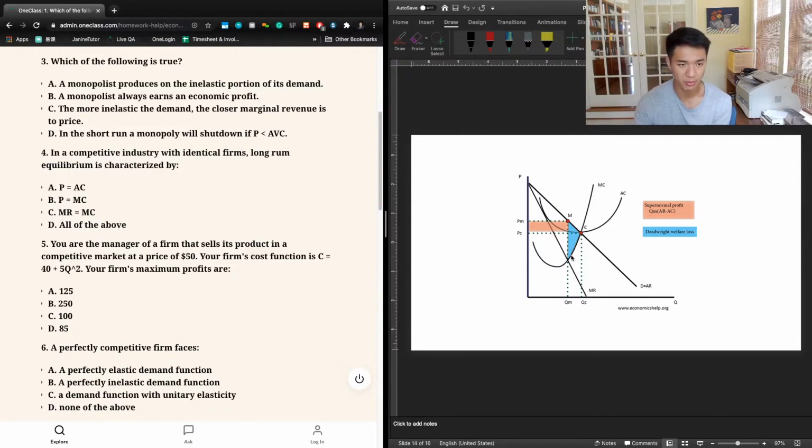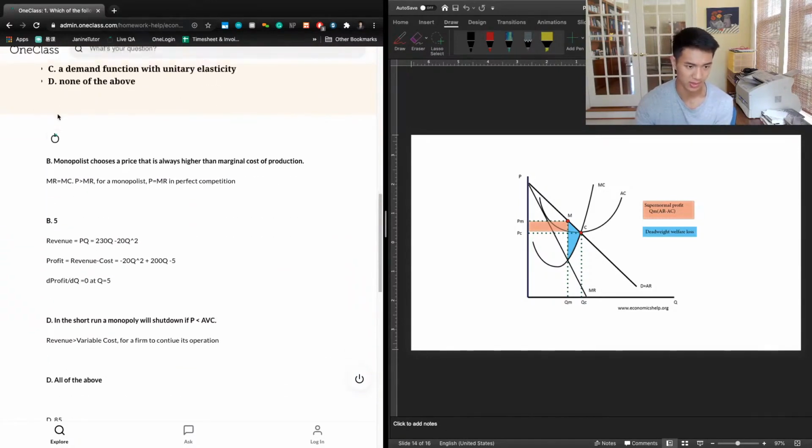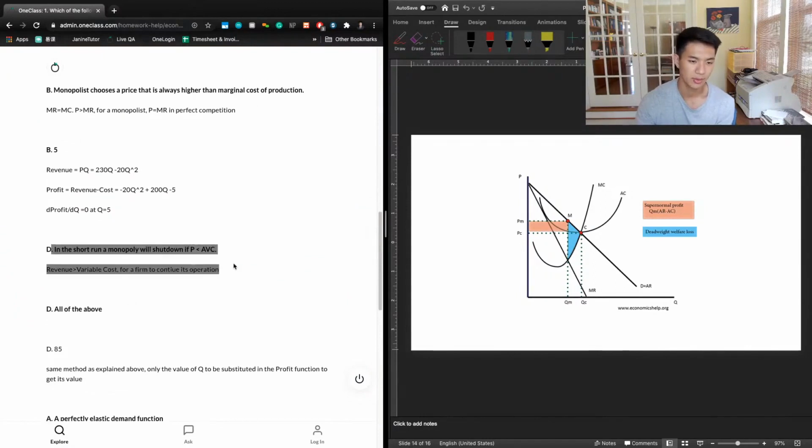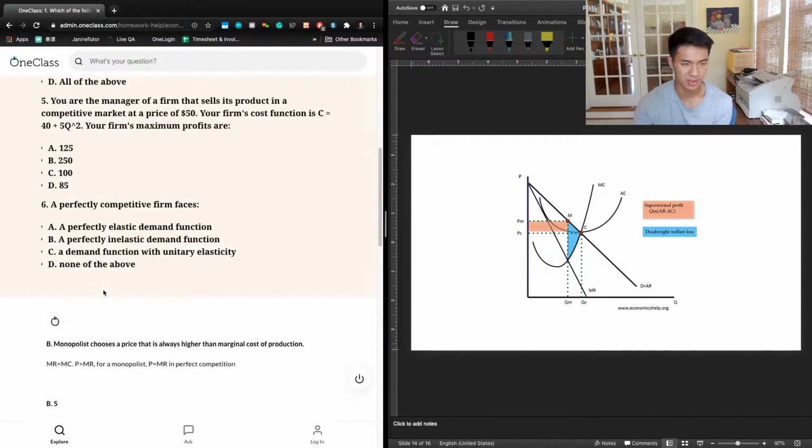If you have to produce at a point in which a monopoly is losing money for every unit of output at average variable cost, then that's definitely going to cause them to exit the market. So D is going to be the correct answer here. And so we can take a look at the previous answer given by the tutor. In the short run, a monopoly will shut down if P is less than AVC, and so revenue must be greater than variable cost for a firm to continue its operation.